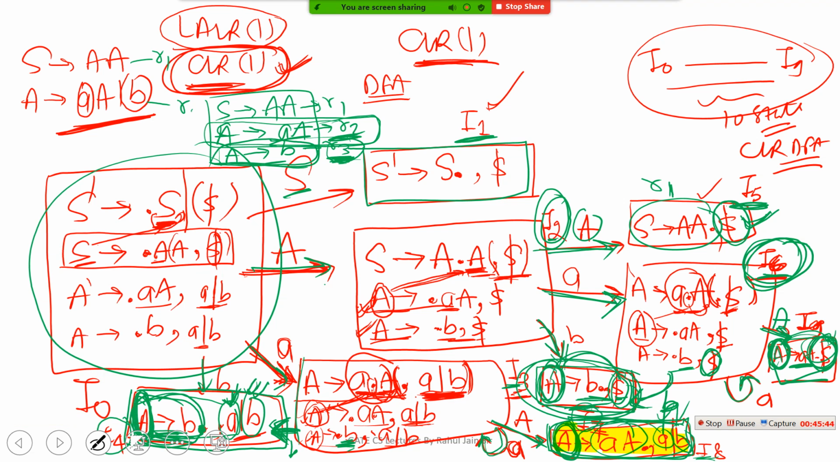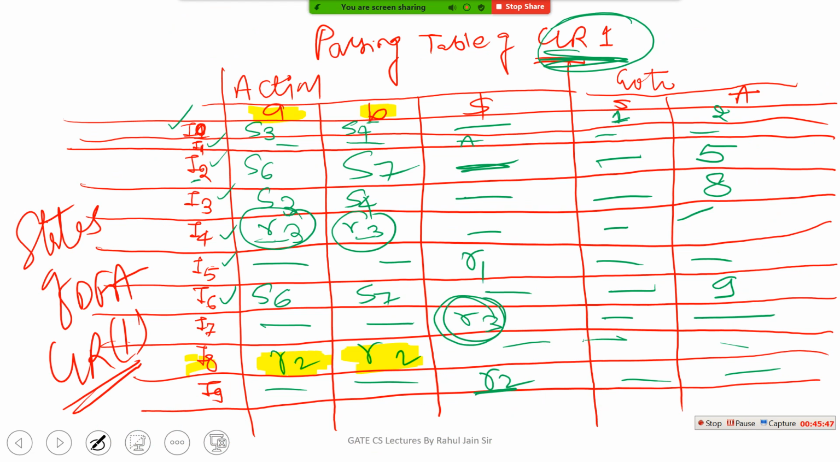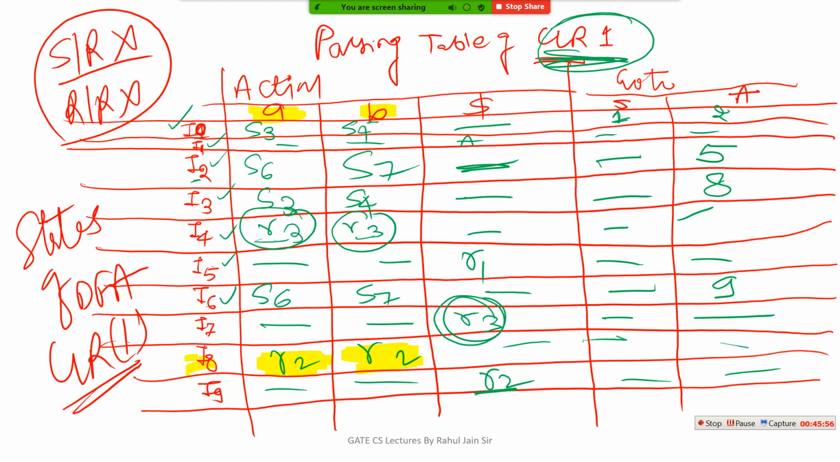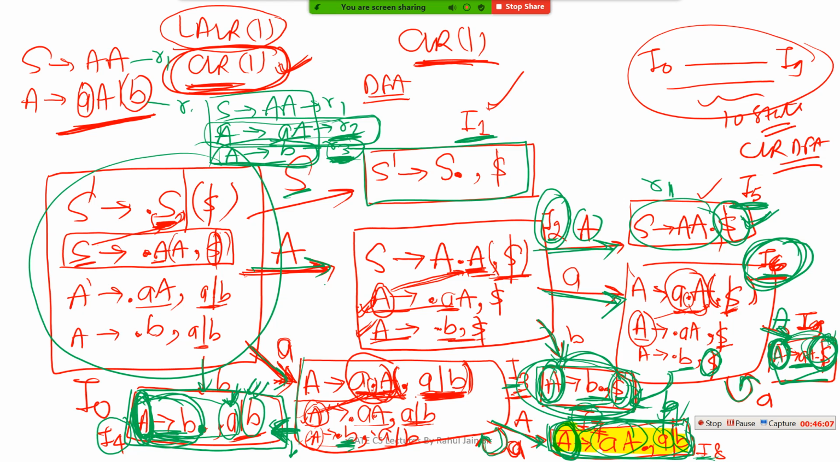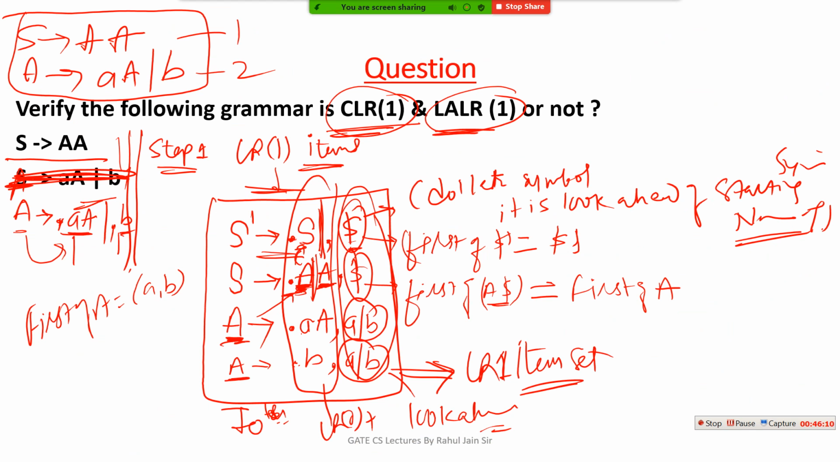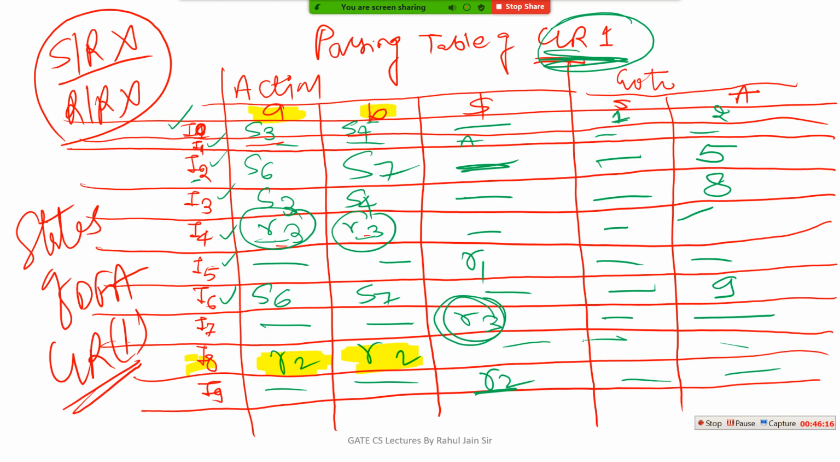Okay. So now guys, again focus here. In this parsing table, I am not getting any shift-reduce conflict, and I am not getting any reduce-reduce conflict, because in each block either shift exists or reduce exists. That is why this grammar is CLR1, because no shift-reduce conflict or reduce-reduce conflict exists. It is a CLR1 parsing table. It is a CLR grammar.